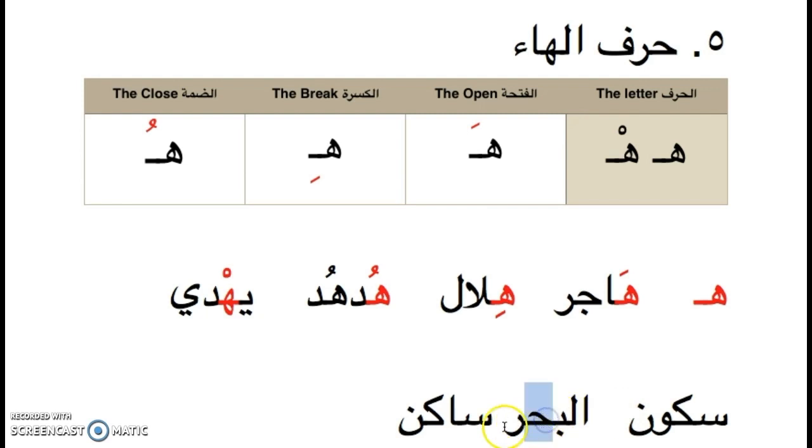Bahr is a sea. As in, like, you know, the one with the water. You know, the one that has beach. Al-bahr. Sakin, meaning it's not moving. Like, the waves are not moving in the beach. Like, it's stationary. There's inactivity in the sea. Like, there's no storms, nothing.